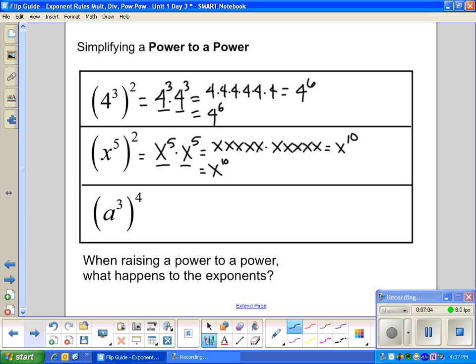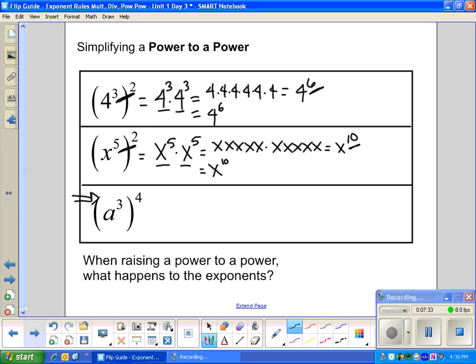What I want you to notice here is that there's a relationship. When I've got a power to a power, there's a relationship between these exponents and the exponent that results when it's simplified. Do you see a relationship between 3, 2, and 6? Or 5, 2, and 10? If you see that relationship, go ahead and guess what a to the 8th cubed to the 4th power would be.